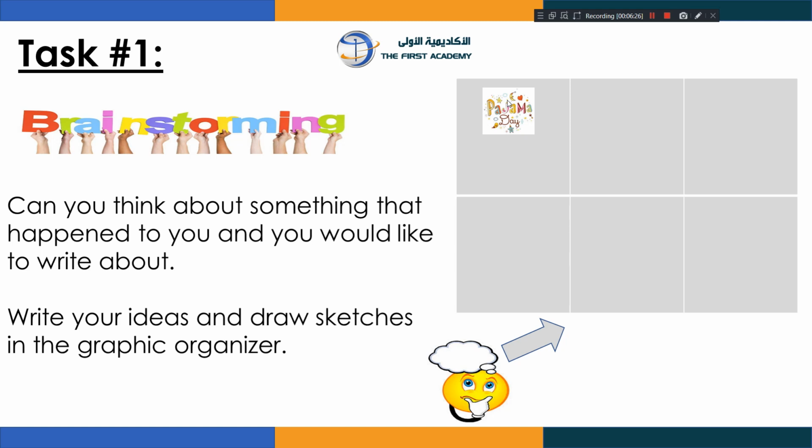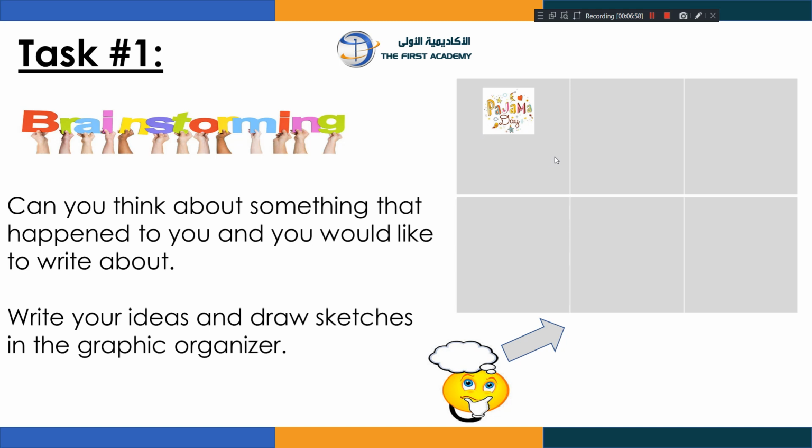Like the girl in the video, she got a new pet. You can write about the day you got your pet if you have one, or the day you bought your favorite toy, or the day you went to watch your favorite movie, or anything like that, or when you go pray on Friday. Anything that you want to talk about or write about, you will write it here. So the first thing you're going to write is your topic. What are you going to write about?